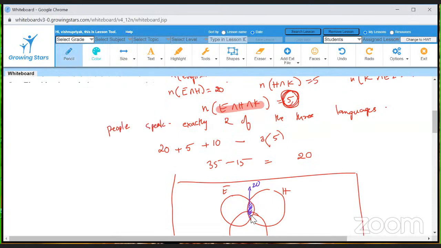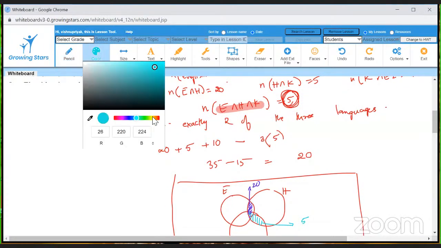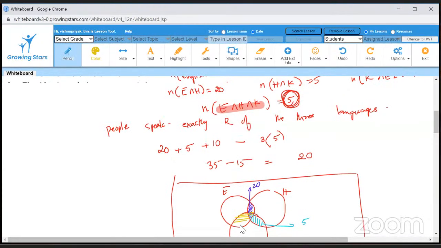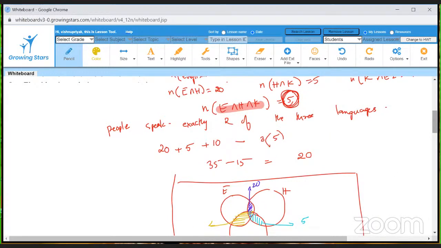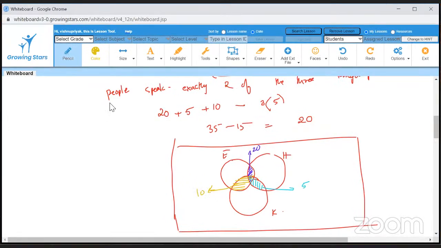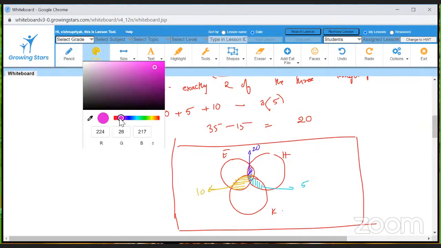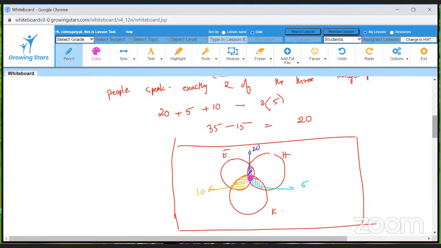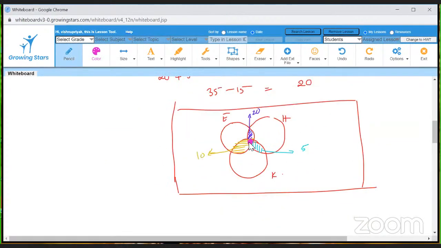Then, Hindi and Kannada, this full thing is 5. Next, Kannada and English, this full thing is 10, like this. And then finally, in the middle, all the 3, English, Hindi, Kannada, 5 people.